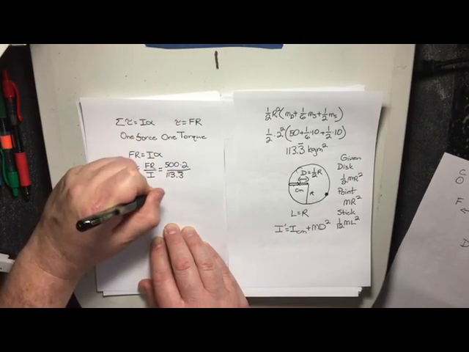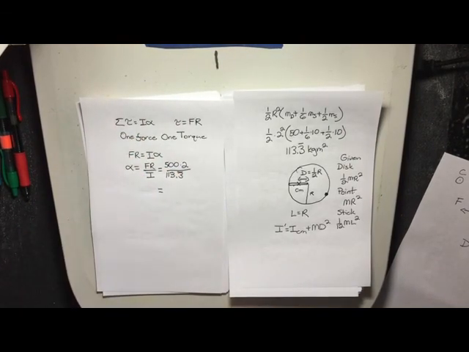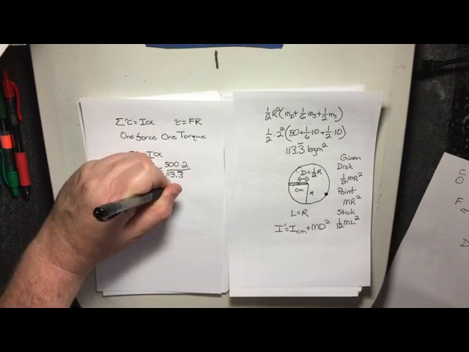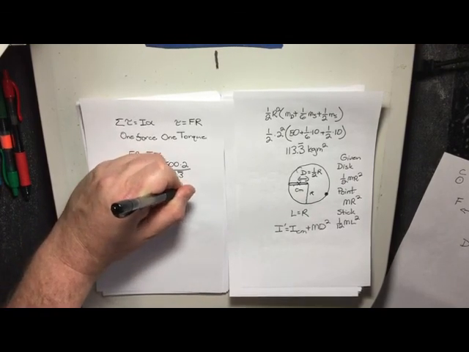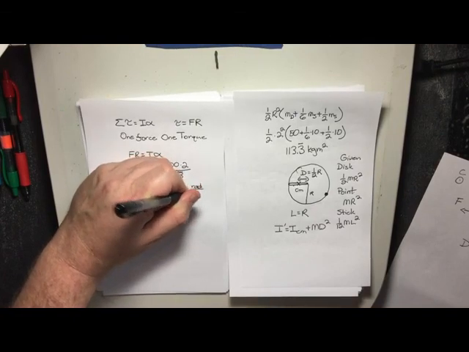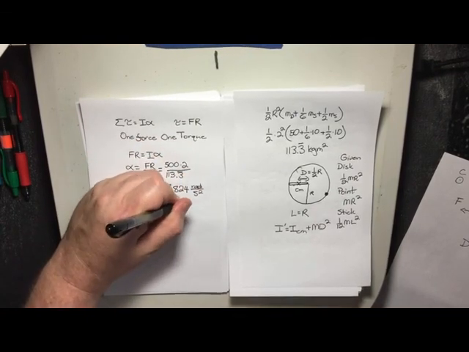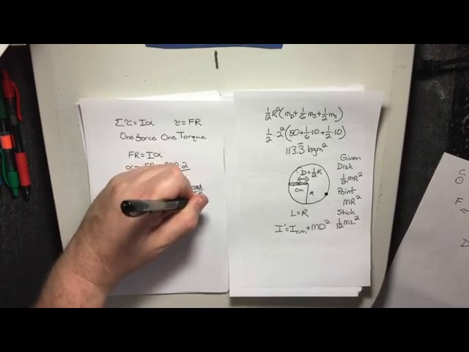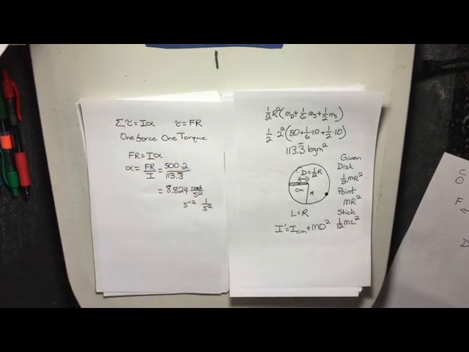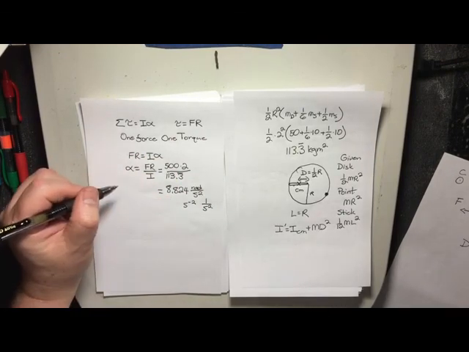113.3, on and on. So 1,000 divided by that gives me an alpha of 8.824 radians per second squared. I would even accept inverse second squared or that. Either one's fine. So there's my alpha.